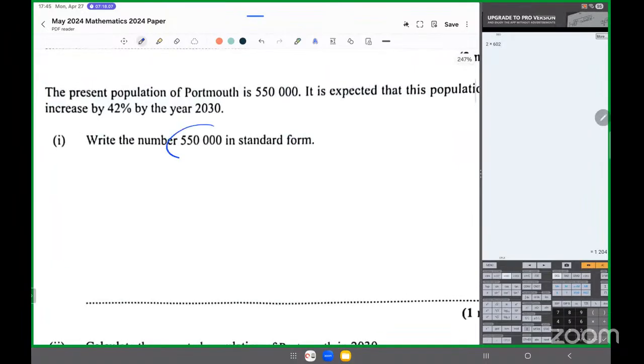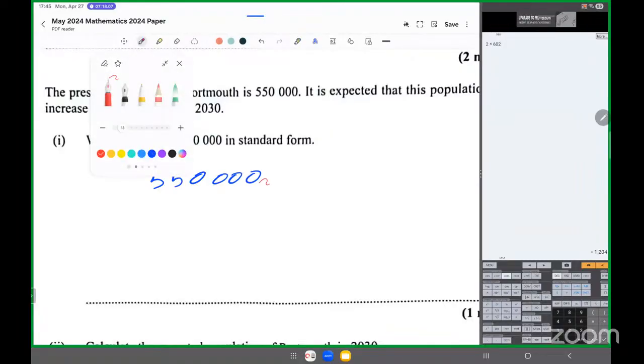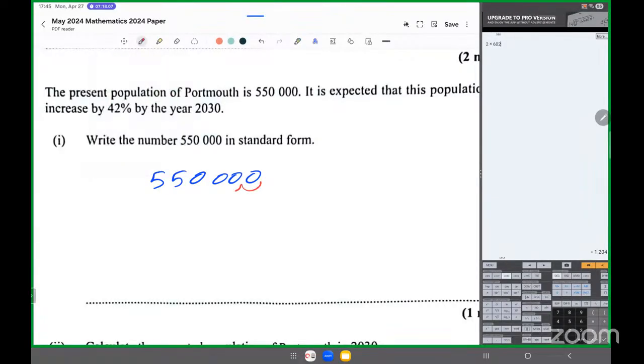So this number in standard form, you want the decimal point to become right here, in between the 5s. You want to have a non-zero digit before the decimal point. So you want the decimal point at the end to come here. So let's look at it. 5, 5, 0, 1, 2, 3. The decimal point is at the end here. You want to move it 1, 2, 3, 4, 5 units to the left.